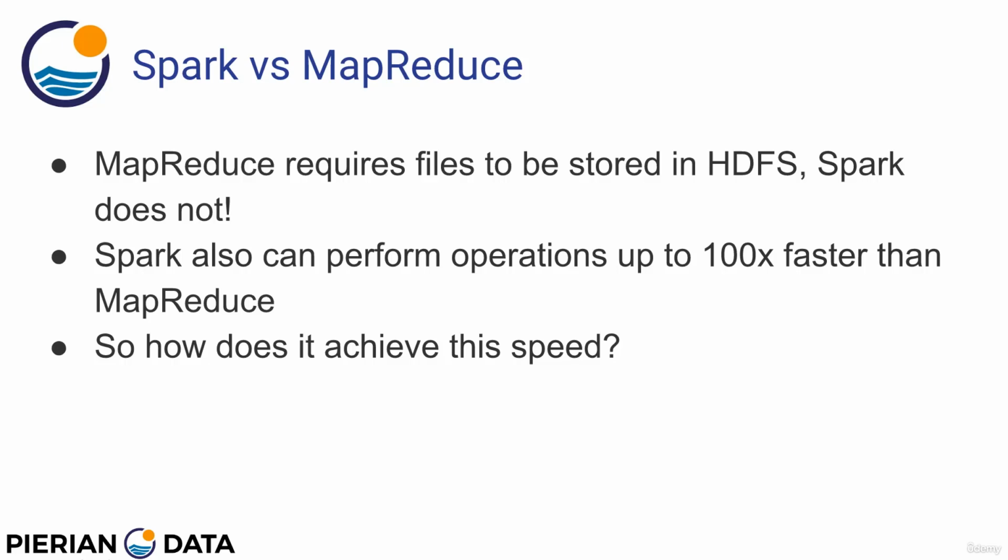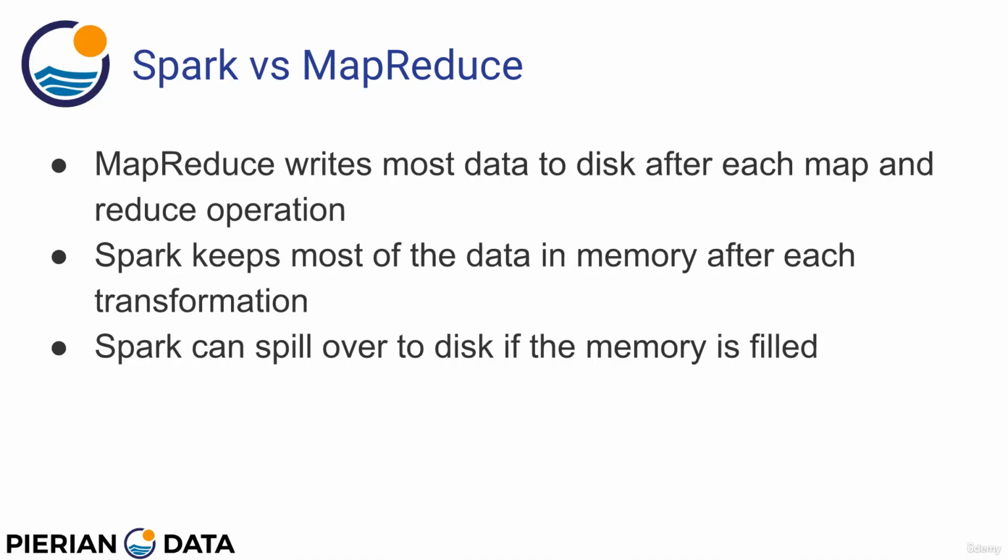You may be wondering, how does it actually achieve this huge increase in speed? Well, MapReduce writes most of its data to disk after each map and reduce operation. Spark, on the other hand, keeps most of the data in memory after each transformation. Spark can spill over to disk if the memory is filled. Basically, the difference here, from an abstract point of view, is that MapReduce has to write things to disk, or your hard drive, while Spark can keep most of that data in memory, or your RAM. So you can imagine that keeping it in RAM versus having to continually write to disk is much faster.